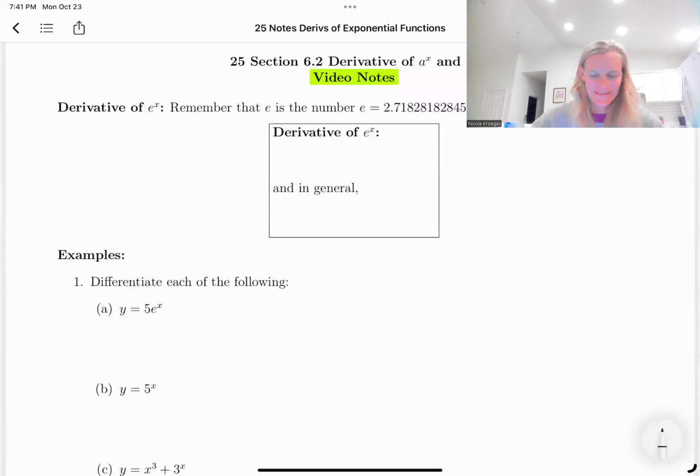So we know how to deal with x to the 8th. Its derivative is 8x to the 7th. But if we have 8 to the x, we don't know how to deal with that yet. So that's what we're going to learn today. To get started, we'll think about the number e.